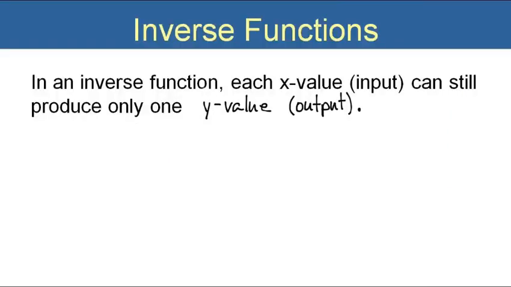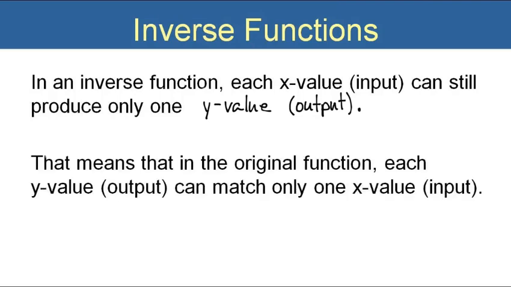Okay, now a little more information about inverse functions. In an inverse function, each x value can still only produce one y value. So yes, it's running backwards from the original function, but it still has to follow the rules of functions. So what this means is that the original function has to work both ways. Each x value can only produce one y value, but also each y value can only match one x value. This is so that when you reverse the input and the output, the reverse is still a function. If you don't have that, then your inverse relationship is not really a function.